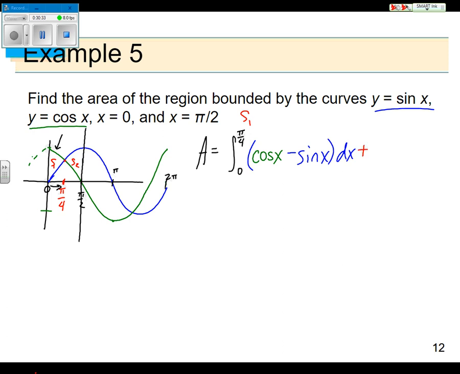But I'm going to need to add that to the area of S2. Now S2, looking at it, goes from pi over 4 to pi over 2. So my lower bound is pi over 4. It's going to grow to pi over 2. And it's just the opposite on this one. On this S2 right here, in this region, my blue line is on top. So this time I'm going to do sine x minus what's on bottom, my cosine x. I didn't leave room for my dx.